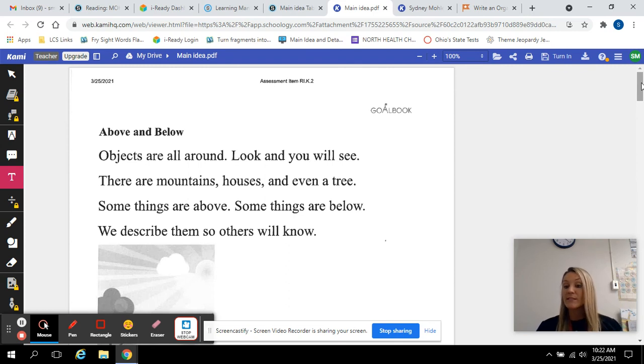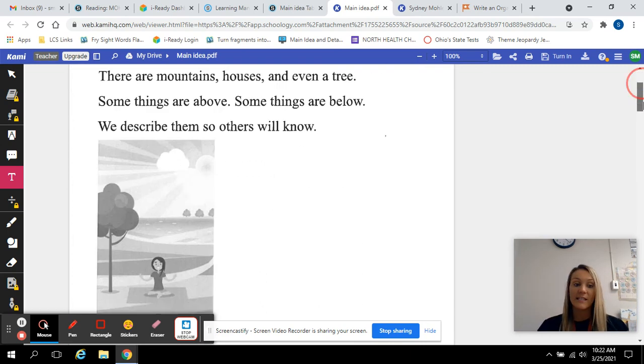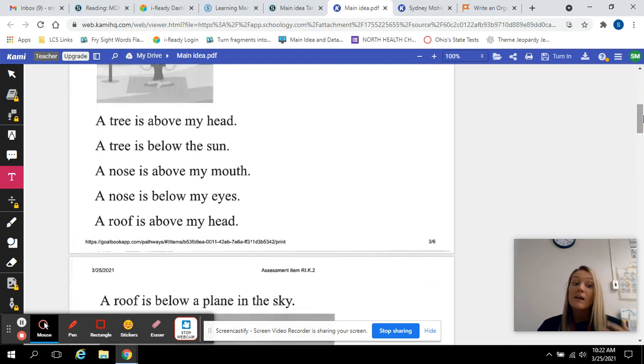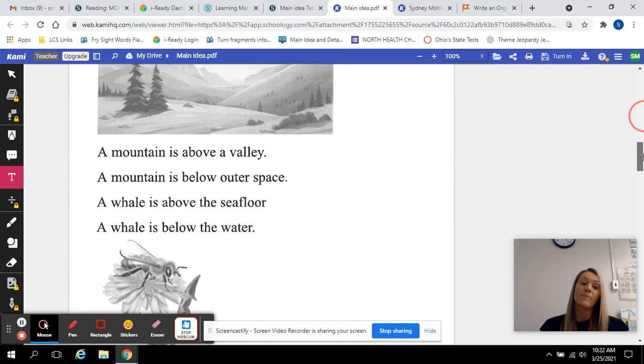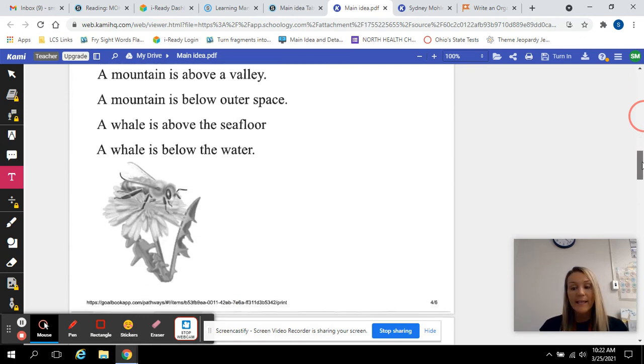Then I'm going to post a discussion box, and I'd like you to just give me an example of something that's above and something that's below, just like they did. They used the example of a tree, a nose, mountains, a whale, anything that you can think of that something is above and below.